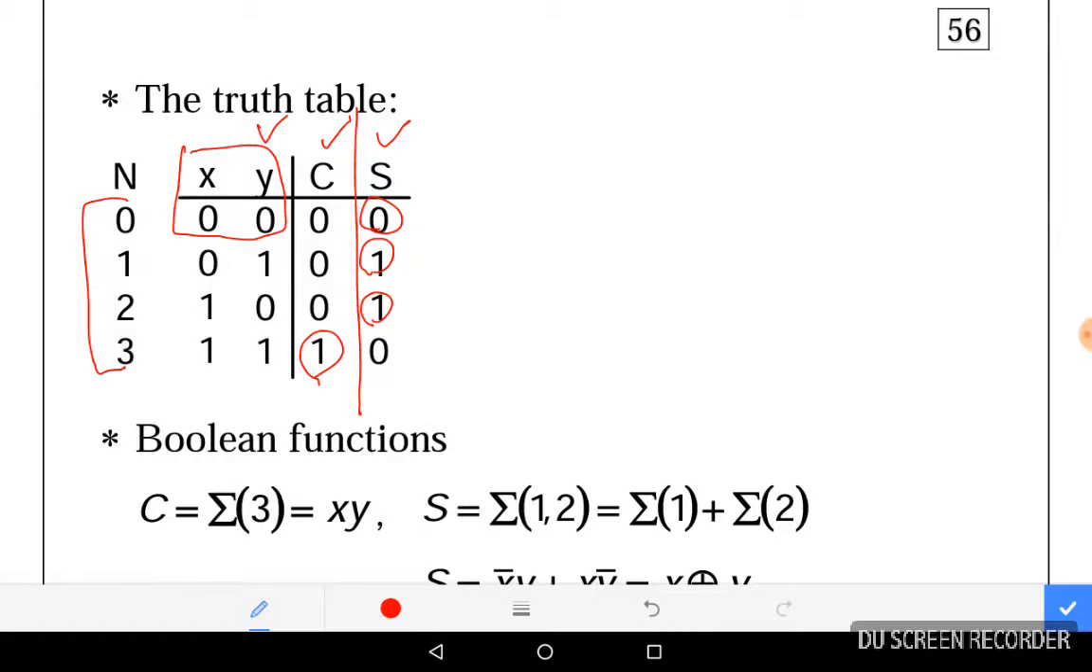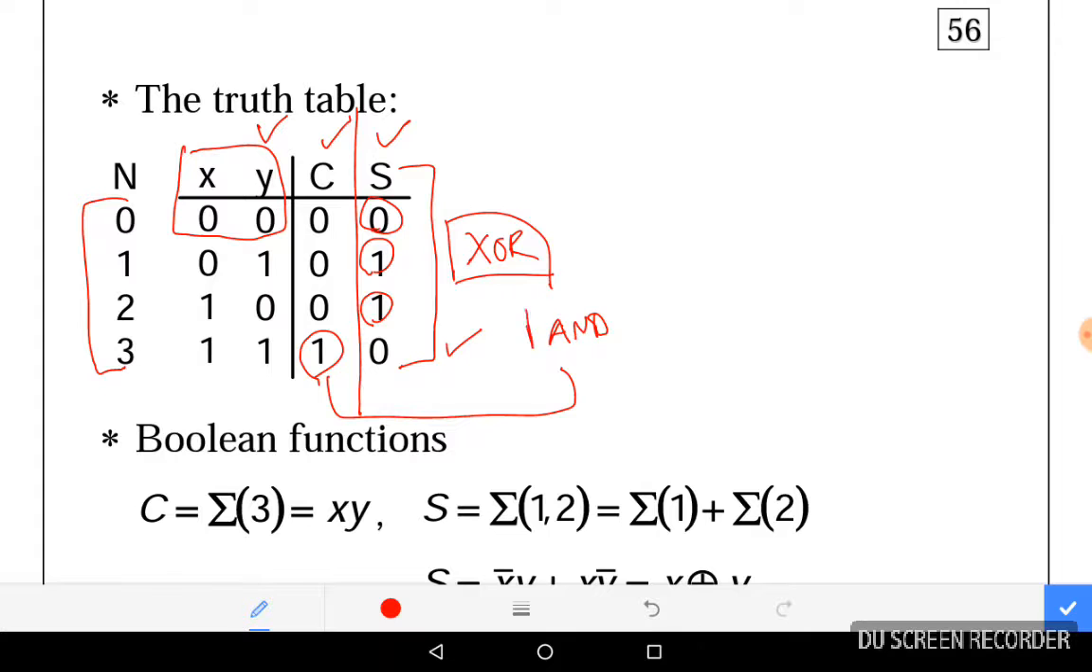So if we're looking at this one here, it's basically an OR gate, but it's exclusive, right? Because the last line went 1 or 1, so this would be X XOR Y, an exclusive OR gate. And this one is only 1 if both of the variables are 1, so that's just an AND gate, right?